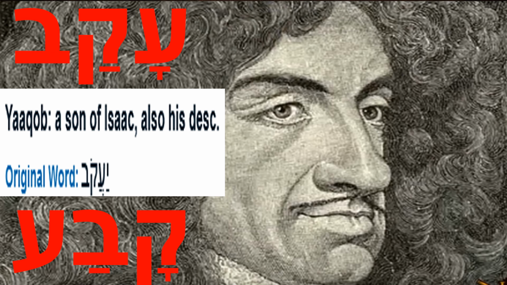And so what's the anagram for cabal? Hmm. It would be a son of Isaac and also his descendants. When you look on the screen, you can see the word for cabal in the Hebrew or in the Yiddish, and you can also see the word Jacob. You can see that these are anagrams for each other and ultimately also having similar meanings.